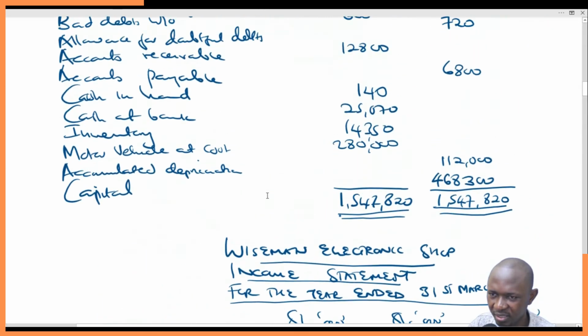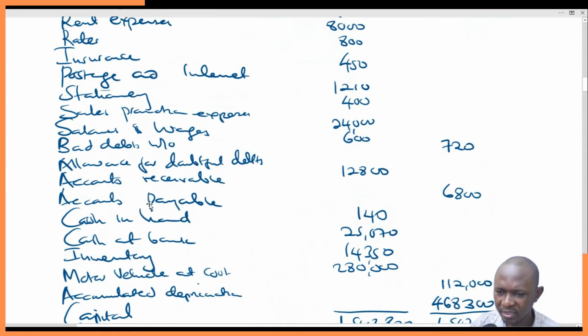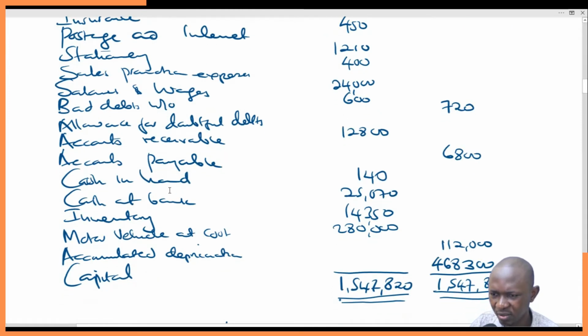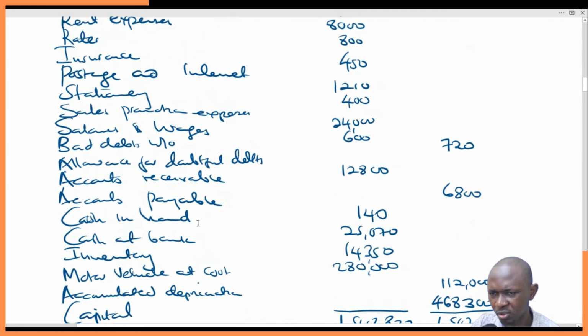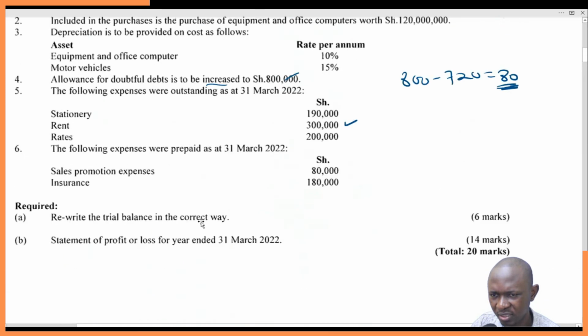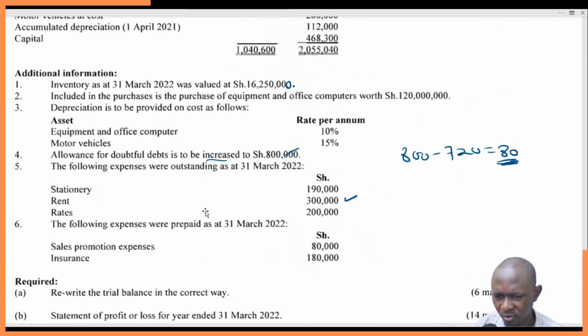The figure is 80. Then next, accounts receivable, that's not an expense. All these are not found in the P&L except depreciation. So let's go back to the question and see. We've already worked out all the prepayments. We've captured the outstandings. We've captured the purchases. We've captured inventory. So it's only this that we've not captured. What is that? Depreciation.